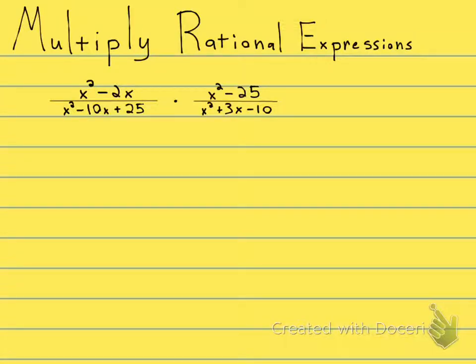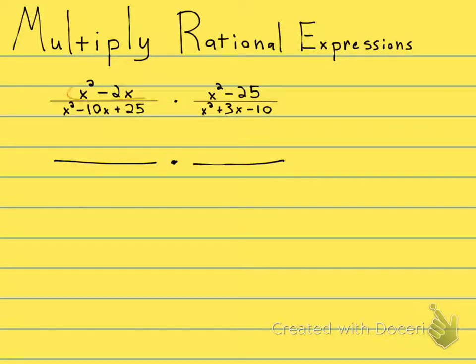All right, let's look at multiplying these rational expressions. This is a rational expression, and so is this. You know that they're just big fractions. And when we go to multiply rational expressions, we have to factor everything. So I have 4 parts of my fractions I'm going to factor.